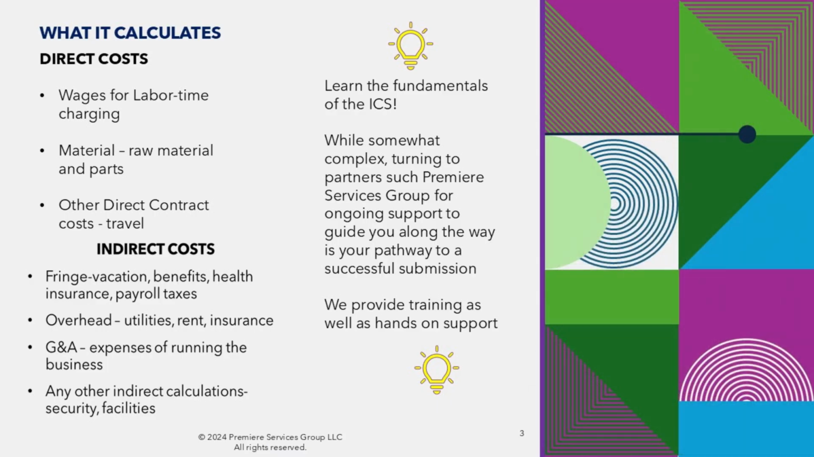On the indirect side, we're talking about shared costs that support your overall operations: fringe benefit costs such as vacation time, health insurance, and payroll taxes; overhead items such as utilities, rent, and insurance; general and administrative expenses for running the business; and any other indirect pools like security or facilities.